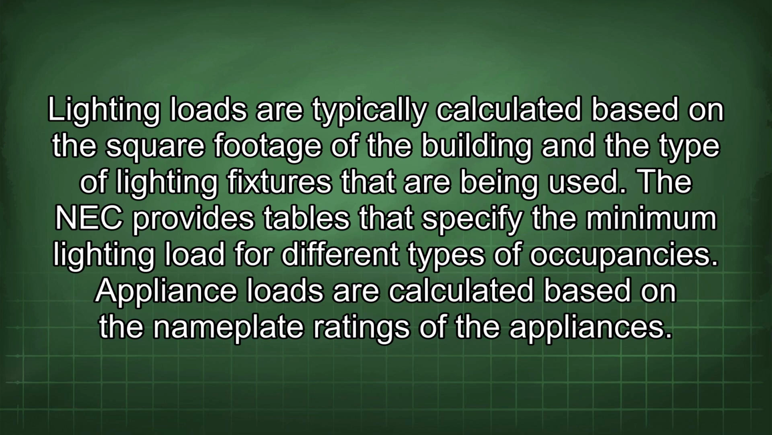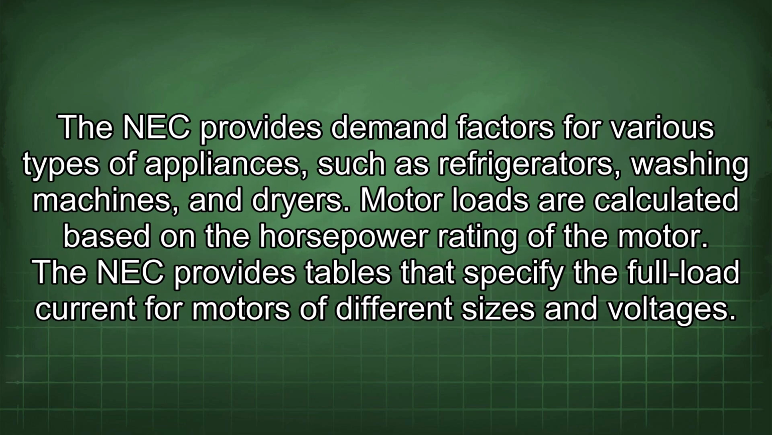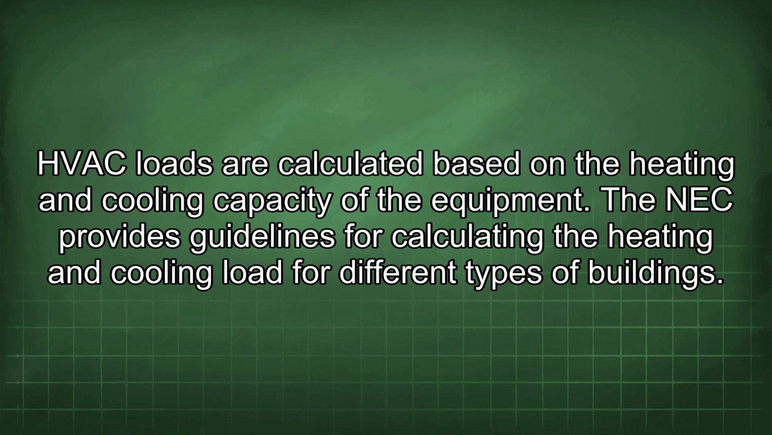Appliance loads are calculated based on the nameplate ratings of the appliances. The NEC provides demand factors for various types of appliances, such as refrigerators, washing machines, and dryers. Motor loads are calculated based on the horsepower rating of the motor. The NEC provides tables that specify the full load current for motors of different sizes and voltages. HVAC loads are calculated based on the heating and cooling capacity of the equipment. The NEC provides guidelines for calculating the heating and cooling load for different types of buildings.